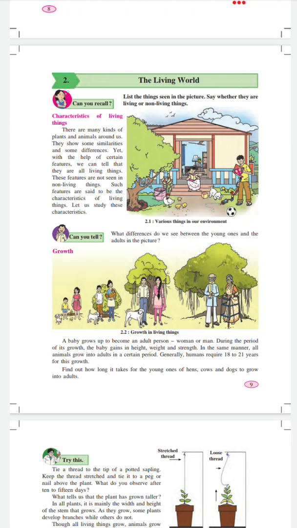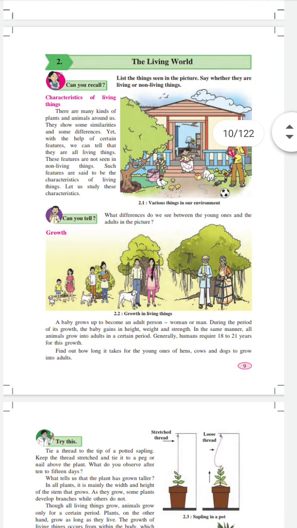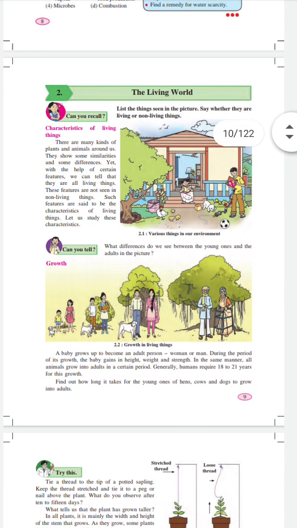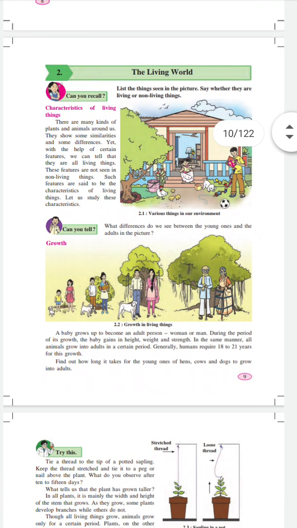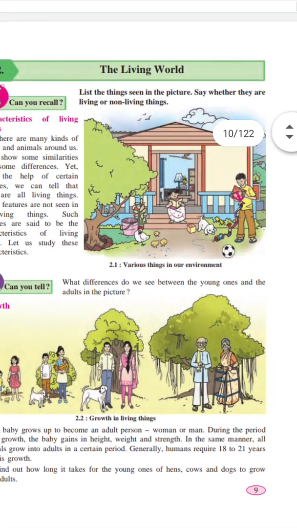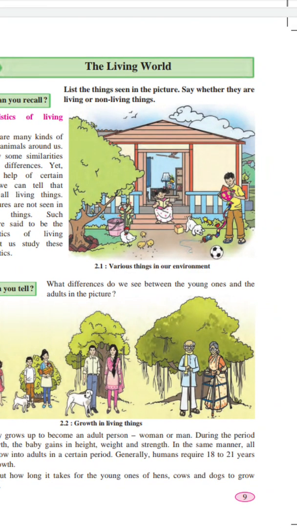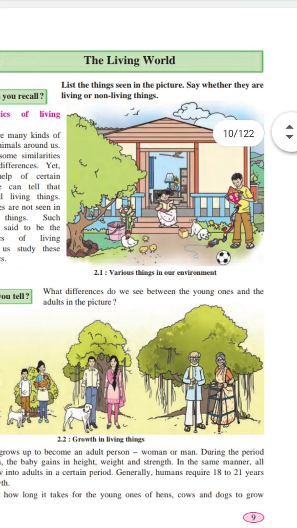See, on page number 9 there is one picture, and it says: list the things seen in the picture, and say whether they are living or non-living things. Okay, we observe this picture, and here various things in our environment are shown.